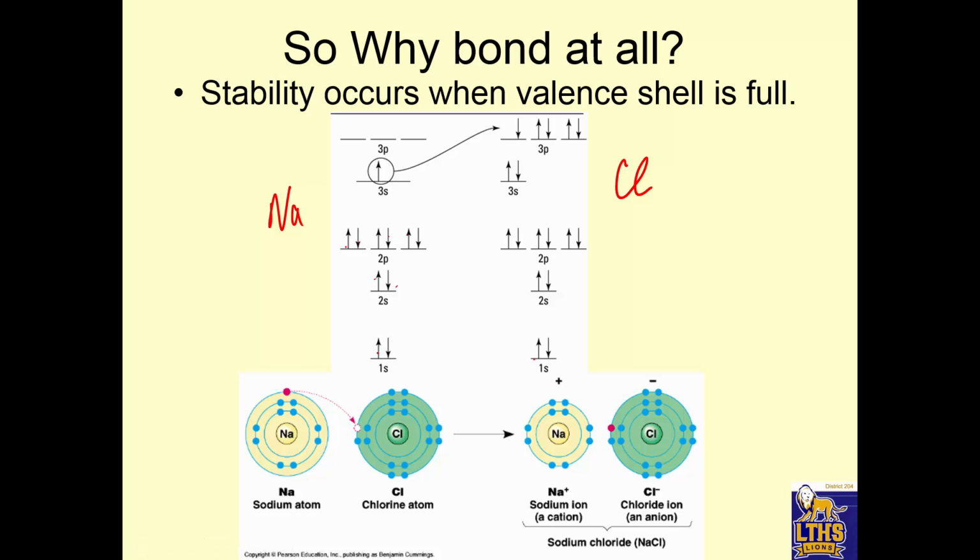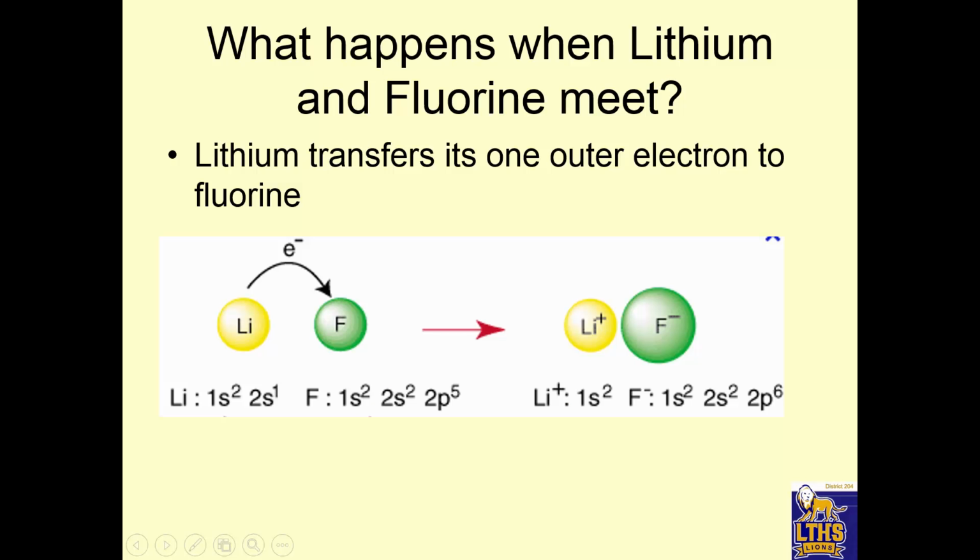So if sodium transfers that 1 electron to chlorine, then sodium has a full inner shell in the second energy level, and chlorine has a full outer shell in the third energy level. So transferring that electron makes them more stable when they are ionically bonded.